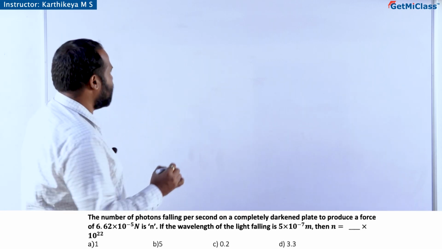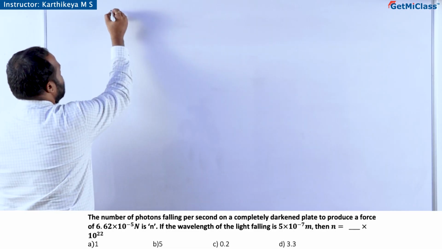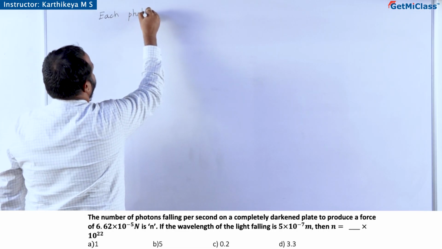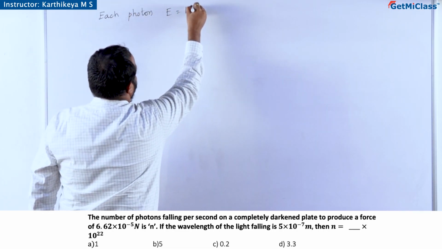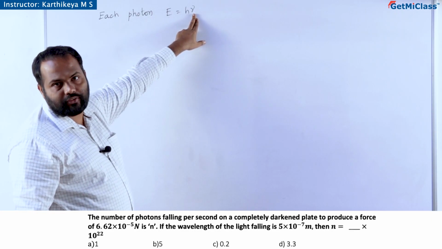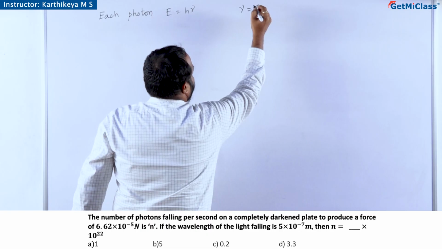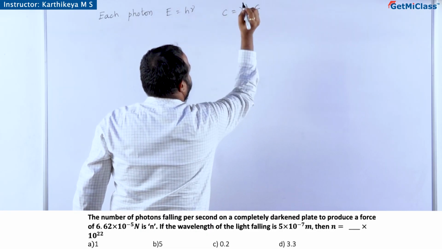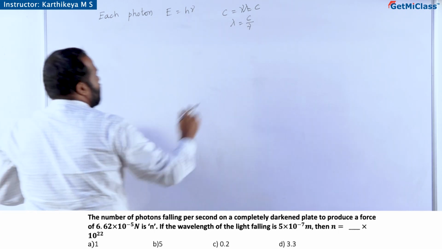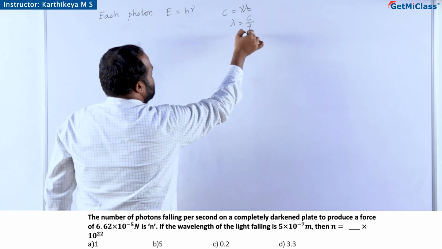So, power we have to see, because of the number of photons. Each photon produces energy which is equal to h into nu, where h is Planck's constant and nu is the frequency of its radiation. However, we know C is equal to nu lambda. So, lambda can be written as C by nu, correct? Okay, lambda is C by nu.